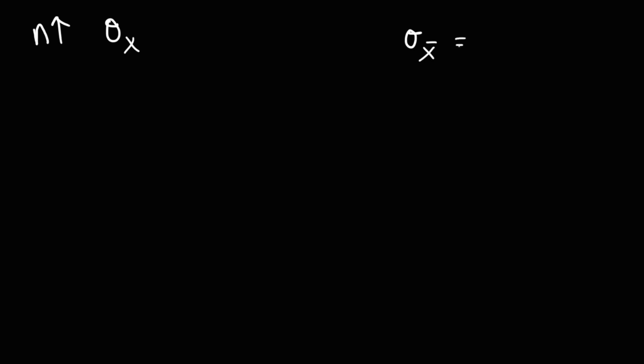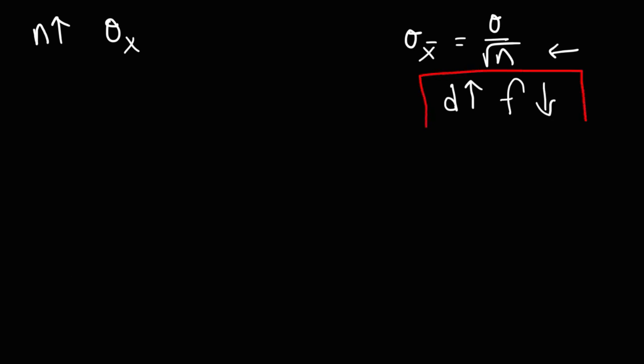We said that the standard deviation of the sampling distribution is equal to the population standard deviation divided by the square root of n. Now notice that n is in the denominator of this fraction. Whenever you increase the value of the denominator, the value of the fraction goes down. So what we have here is an inverse relationship. By the way, the standard deviation of the sample means, or the standard deviation of the sampling distribution, is also called the standard error.